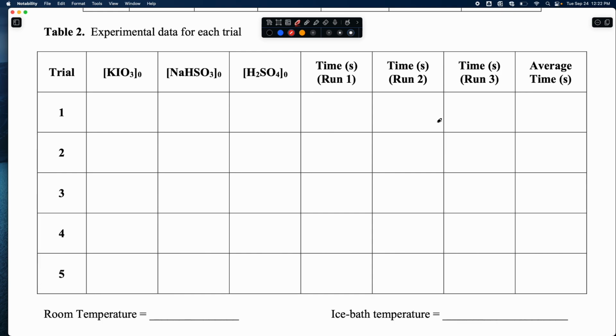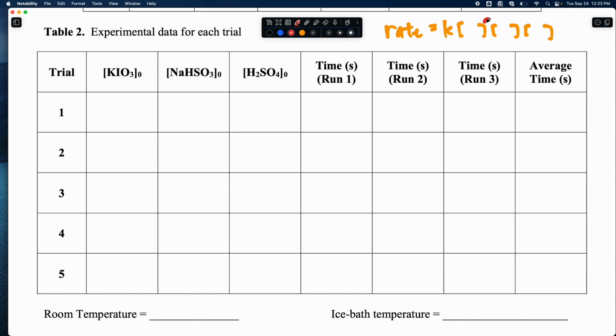So for table 2, we have different concentrations. Now, remember when we're using our rate law, let me make a little note up here. Using our rate law, let's go in orange. Rate is equal to K times the concentration of one thing times the concentration of another times the concentration of the third. And that's really what this whole lab is about, right?